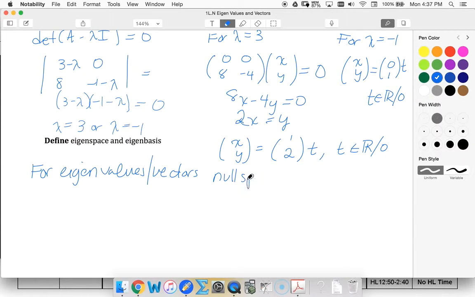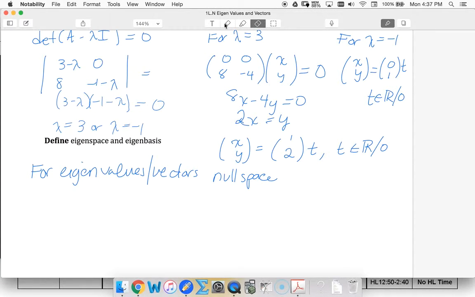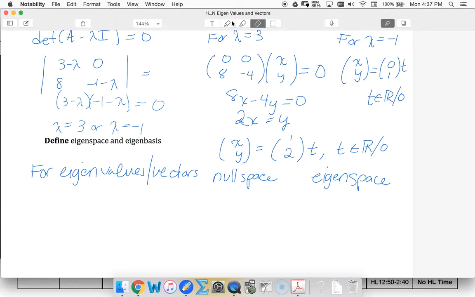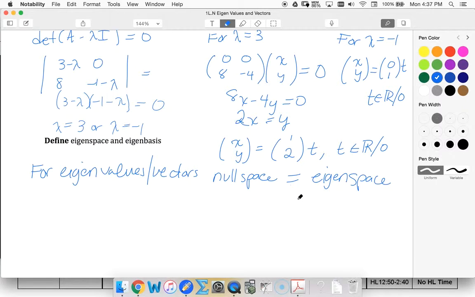So the null space equals, almost, actually, I'm going to put an almost in there, the eigenspace. Actually, I take that back. It does equal the eigenspace, but here our null space isn't complete because we would also need to include the trivial vector of 0, 0.